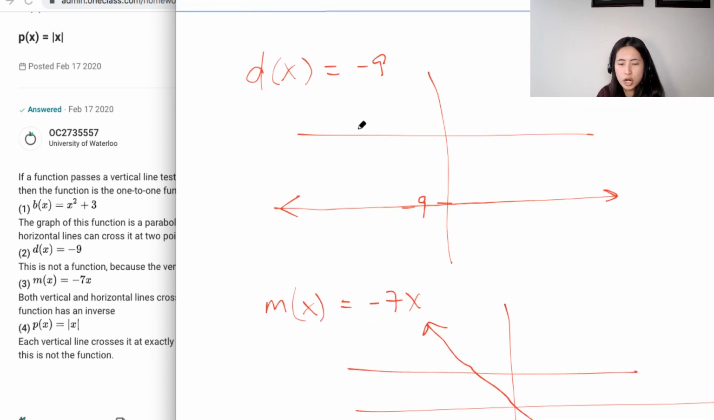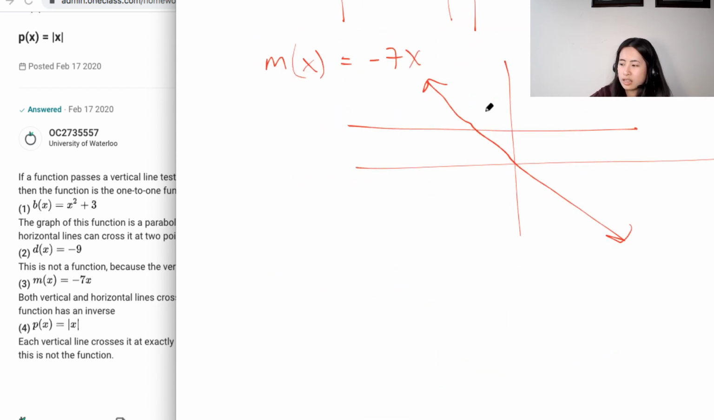Because for here, if you try to draw many vertical lines, you can see that yes, it does pass this line once, but the problem is it's always going to be the exact same y value, which is equal to -9. Say, for example, you're at x equal to -5, your y would always be -9. If this was x equal to 1, your value would still be -9. So you don't really want that, and it does not satisfy the vertical line test in that sense.